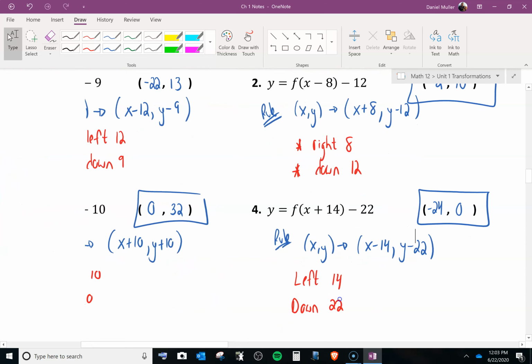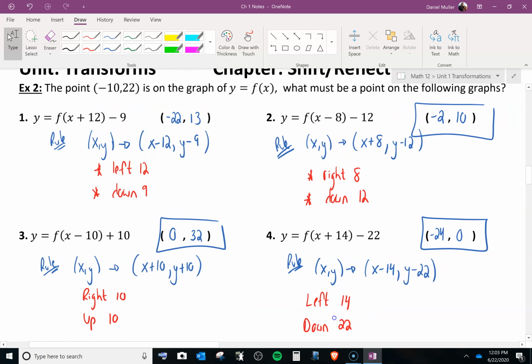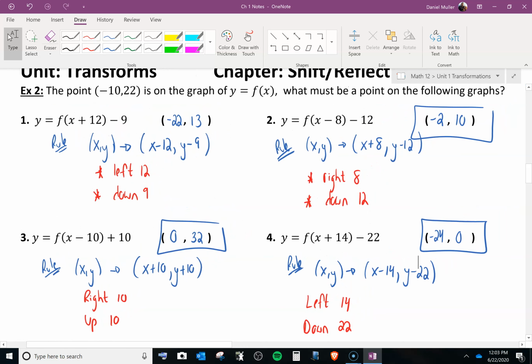So let me just zoom out so you can see all 4 of these. And we will next get into some reflections. Because all we've done so far is just shifting things.